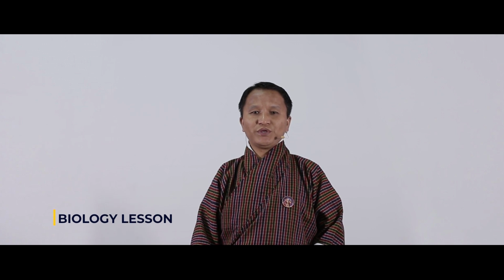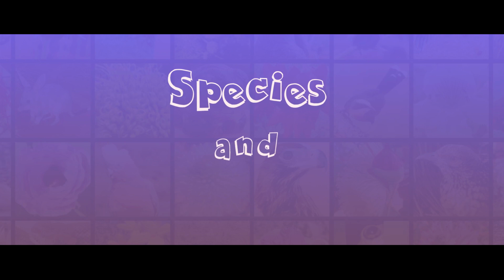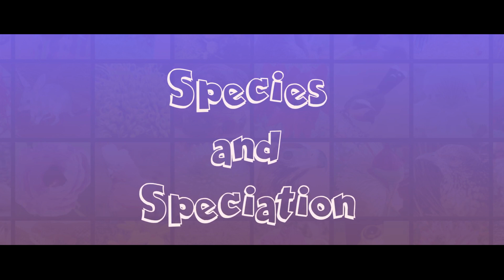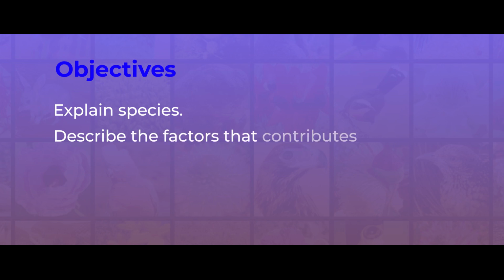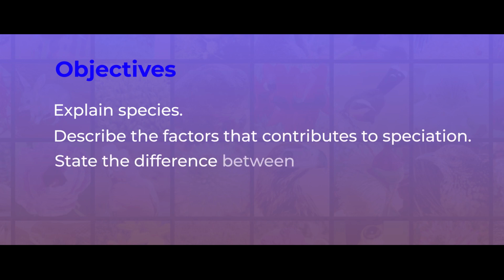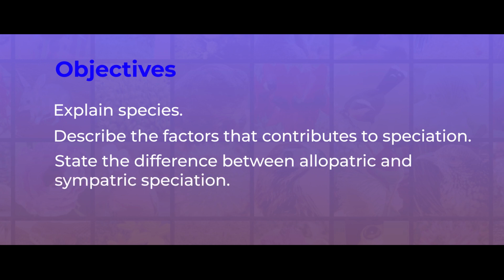In today's session, we are going to look at yet another important topic, which will take you through how different types of life have come into existence. Today, we are going to look at species and speciation. At the end of this session today, all of us should be able to explain what is species. We should also be able to describe the factors that contribute to speciation and state the differences between allopatric and sympatric speciation.